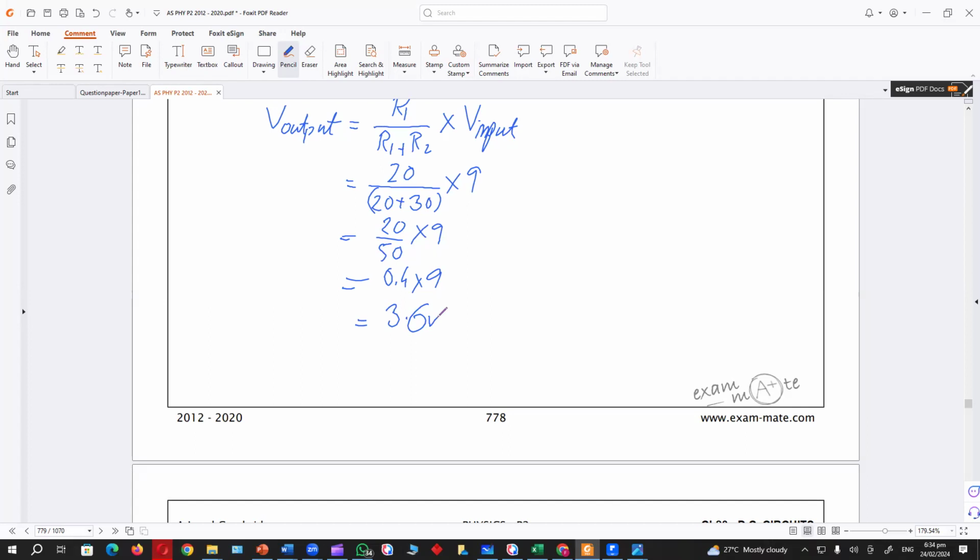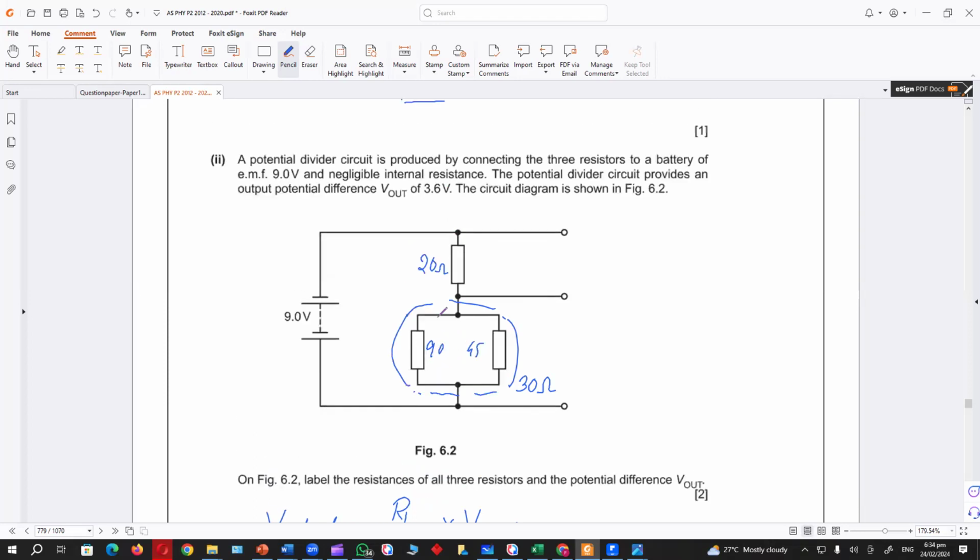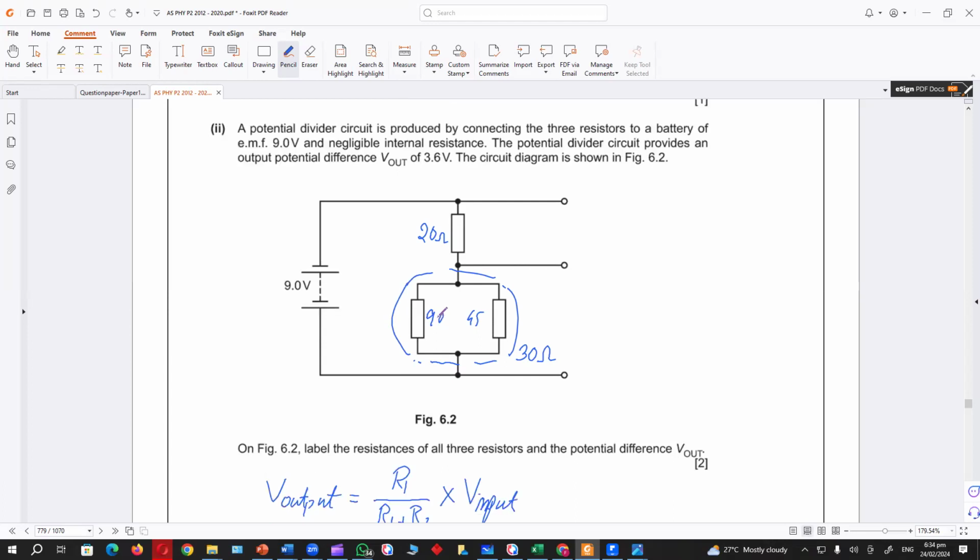V output is R1 upon R1 plus R2 into V input. There are two resistors. If you have any audio problem, sometimes it happens, so please let me know. A potential divider circuit is produced by connecting the three resistors to a battery of EMF 9 volt and negligible internal resistance. The potential divider circuit provides an output PD of 3.6. The circuit diagram is shown. So you can see 9 volt is the total.